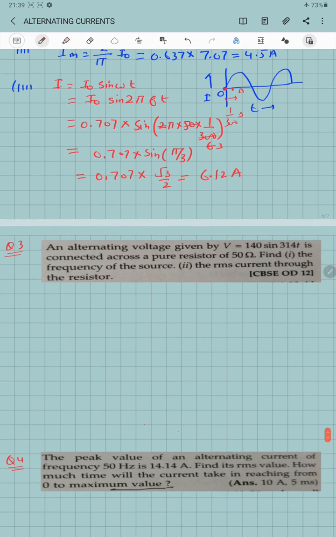Third question, an alternating voltage is given by V equal to 140 sine 314 t, which is connected across a pure resistor of 50 ohm. We have to find the frequency of the source and RMS current through the resistor. V is equal to 140 into sine of 314 into t. If we compare this equation with V is equal to V naught sine of omega t.